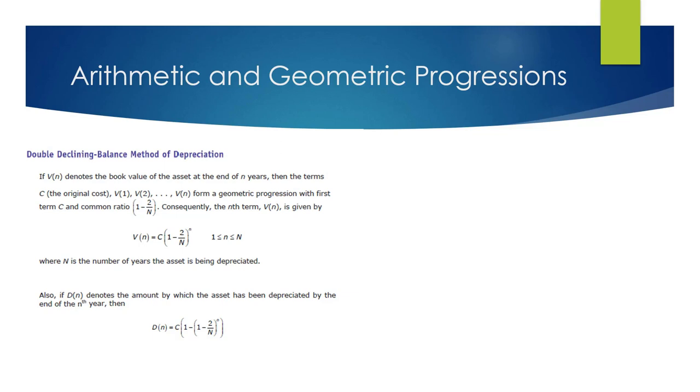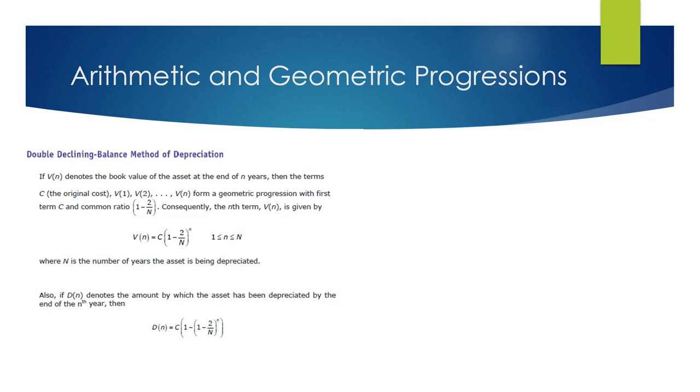But if you're using this particular method of depreciation, V of n denotes the book value of an asset at the end of n years. Then the terms C, the original cost, V1, V2, Vn form a geometric progression with first term C and common ratio 1 minus 2 over capital N.